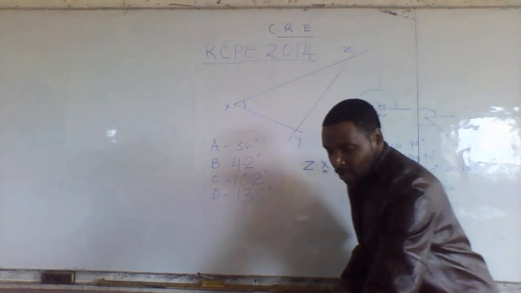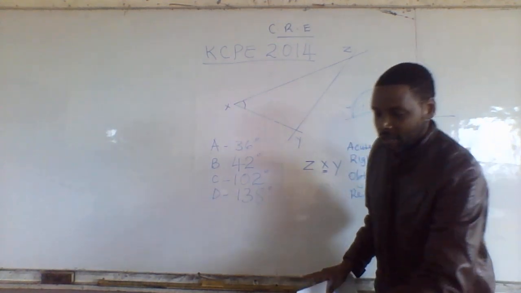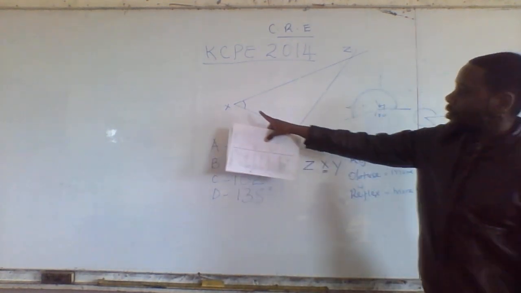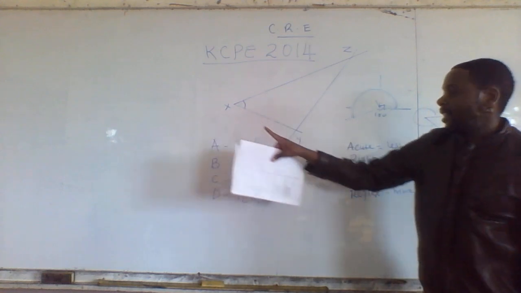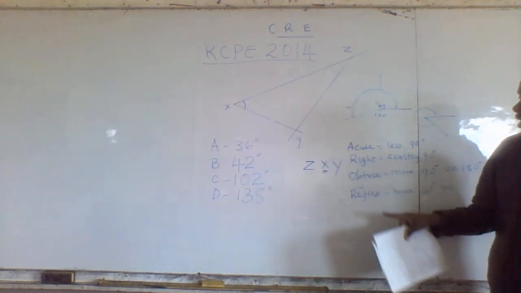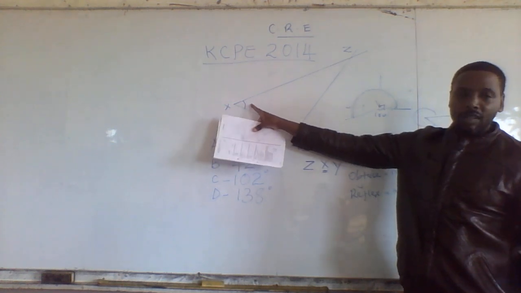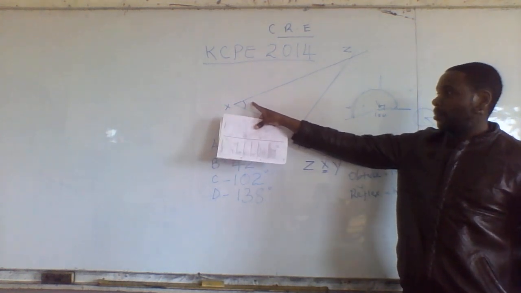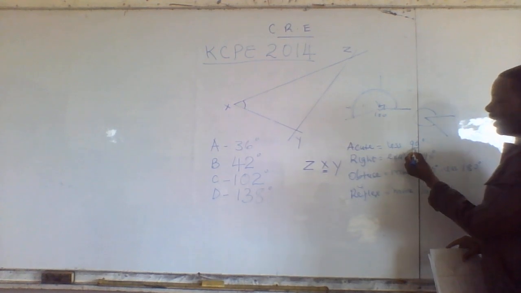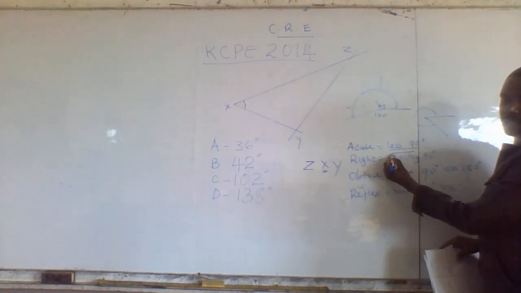So before you take your protractor in when you're doing KCPE, first identify the angle, this one. Then you identify the type of angle you are measuring. Just looking with your eyes, what kind of angle is this? Acute. It is less than 90. Are we together there?